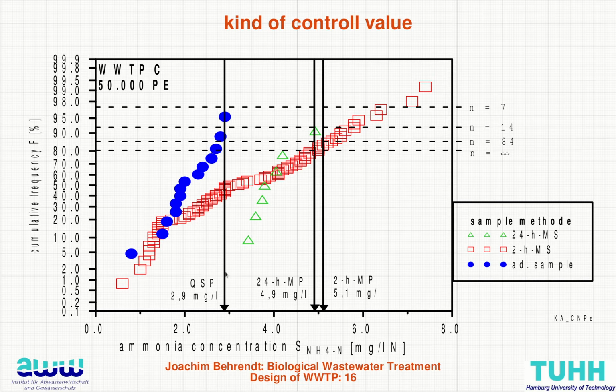Nevertheless, it came up that for the qualified sampling procedure there was a mean value of 2.6 milligrams per liter, a control value. That means in 80% of the cases the value of 2.9 milligrams per liter N was reached with 95% security, and for the 24 hours mean the value was 4.9 milligrams per liter, and for the 2 hours mixed samples it was 5.1 milligrams per liter. So the qualified sampling was far below.